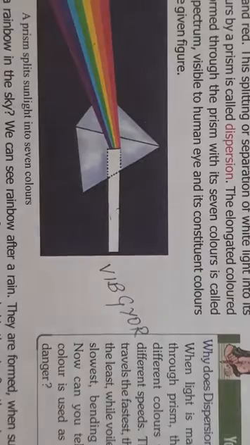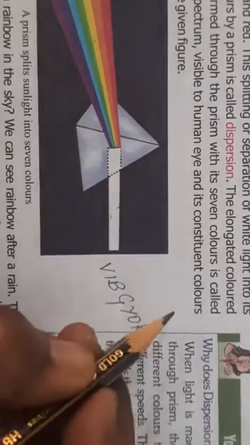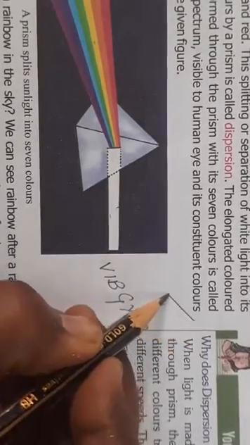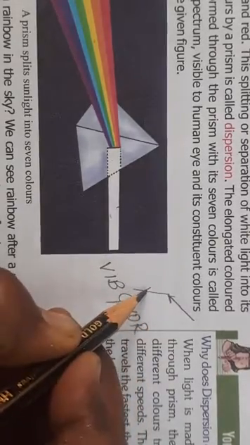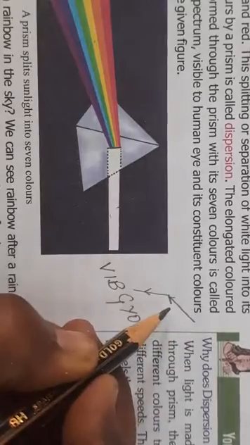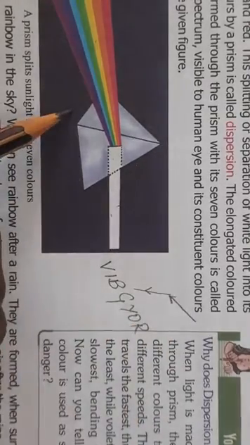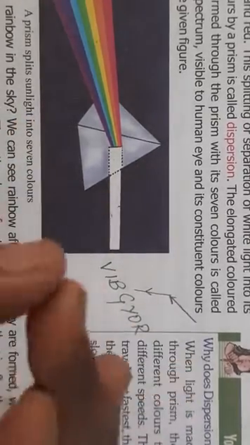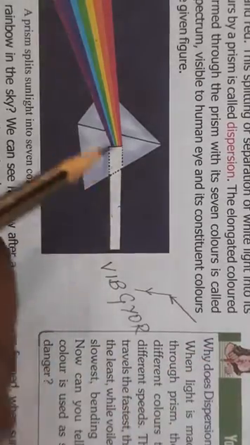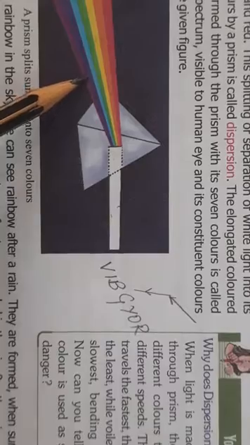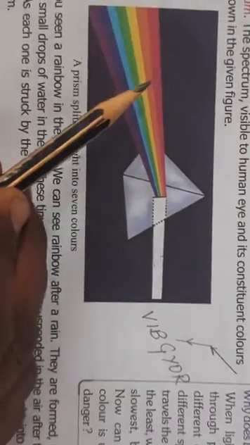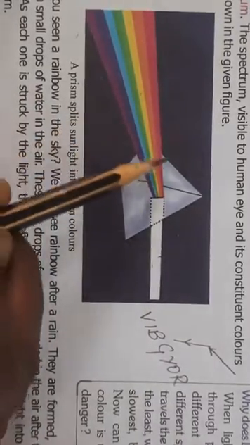What was refraction? Refraction was the bending of light rays when it travels from one medium to another medium. That was refraction. Okay, and dispersion is splitting. It is splitting or separating. Splitting of white light into its component colors, and this is what is also called a spectrum. So in a spectrum you will always see all the 7 colors.